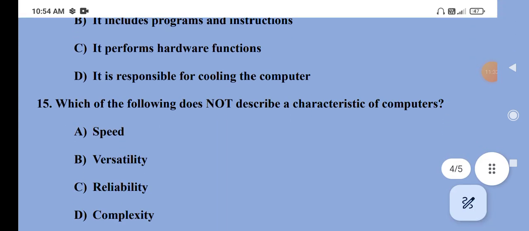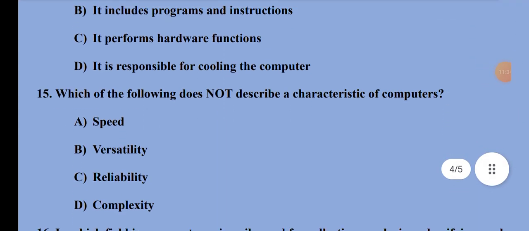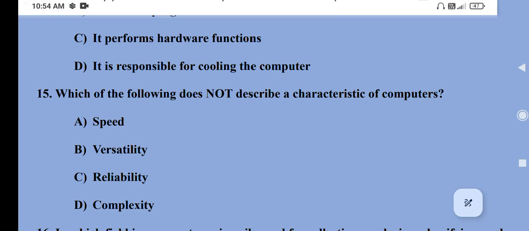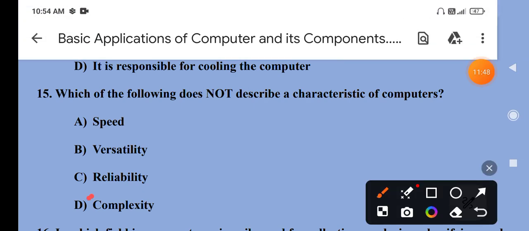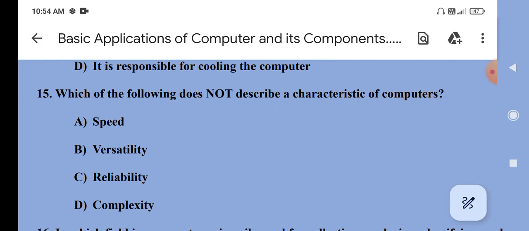Moving to our next question. Which of the following does not describe a characteristic of a computer? What is not a feature of a computer, actually? Speed, versatility, reliability, complexity. The right option is option D, that is complexity. Let me write this. The right option is complexity, option D.